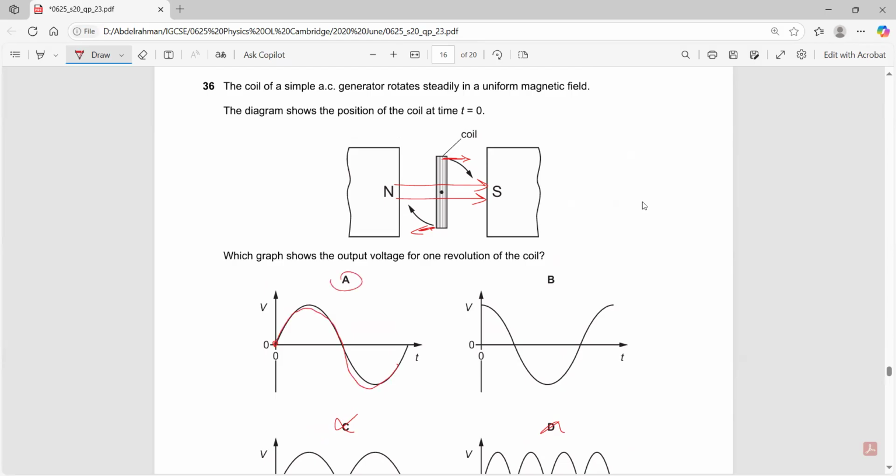If the coil was positioned this way, for example, and the direction of the rotation was in this direction, you would have started with the maximum output. Why? Because it's moving upwards and downwards at this position exactly.